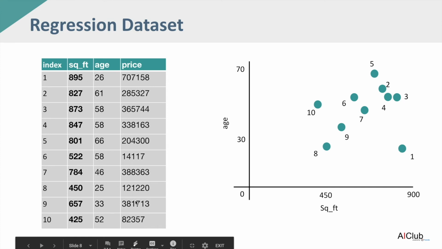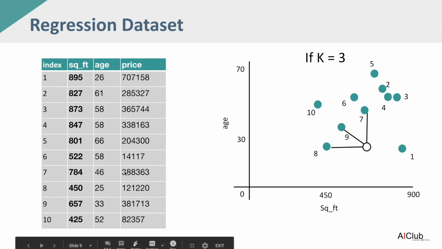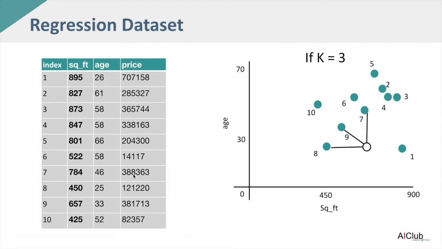KNN follows exactly the same principles that it followed in classification. If a new house comes in, which is around 600 square feet and 28 years old, how does AI predict this value? If the value of K is 3, it is going to look at who the nearest neighbors are. Here it turns out that 7, 8, and 9 are the nearest neighbors, which are these houses, 7, 8, and 9. And you can see that this is their label and their different values. So what should the price of this house be?